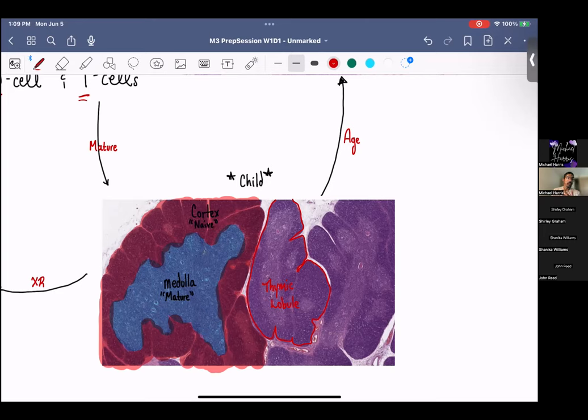Okay. That's fine. I love the enthusiasm because that's going to help push you forward, right? And you're seeing the connections, which is great.